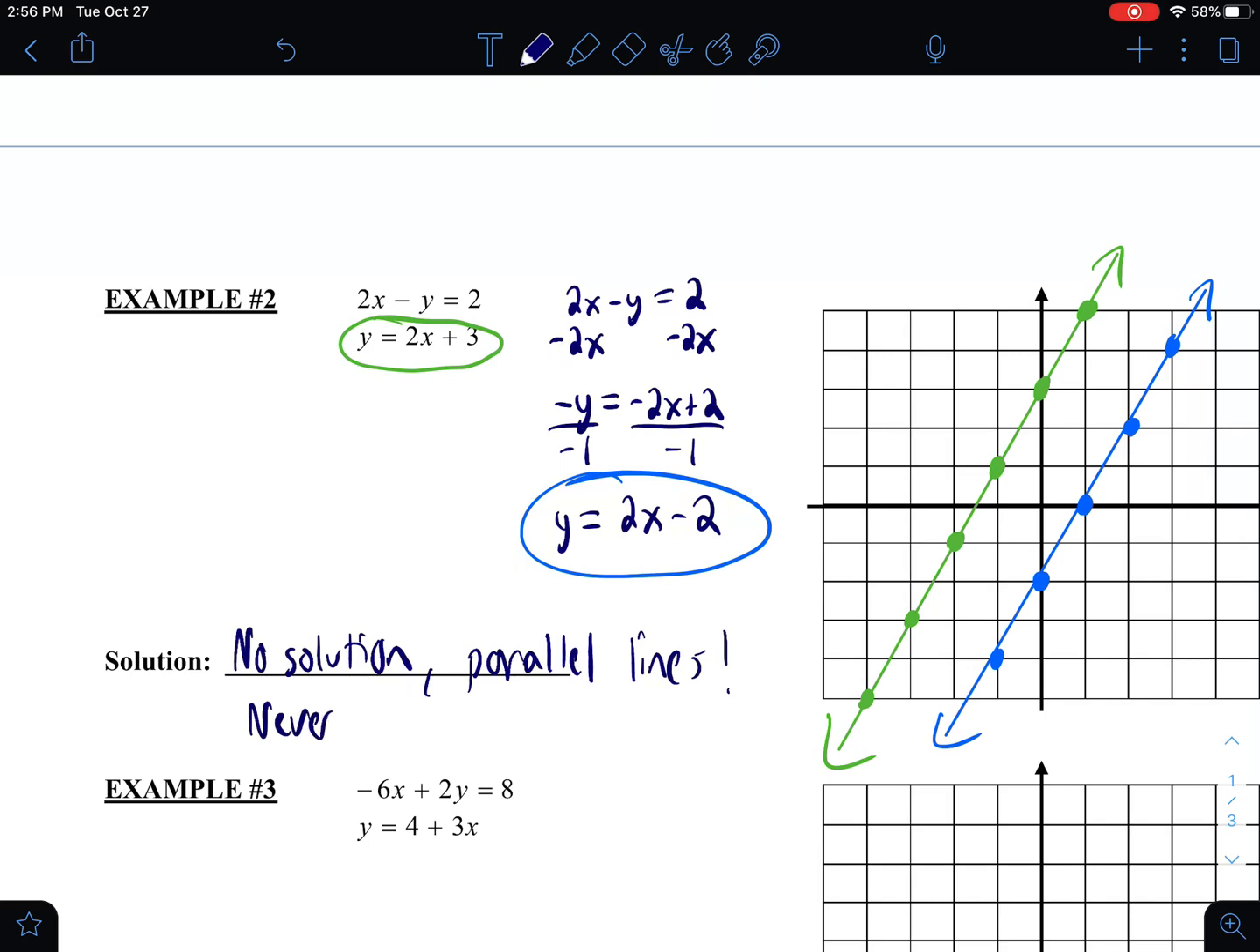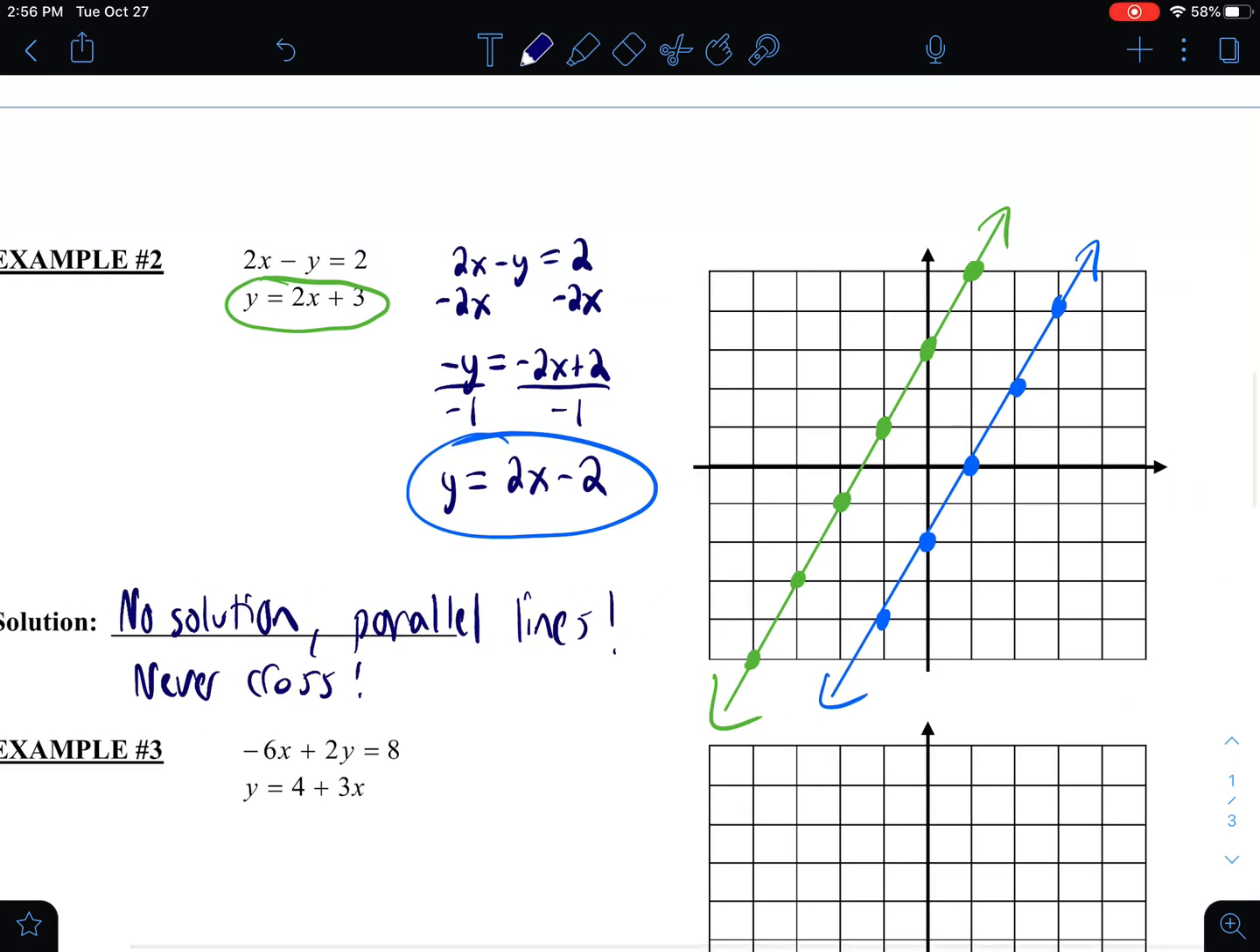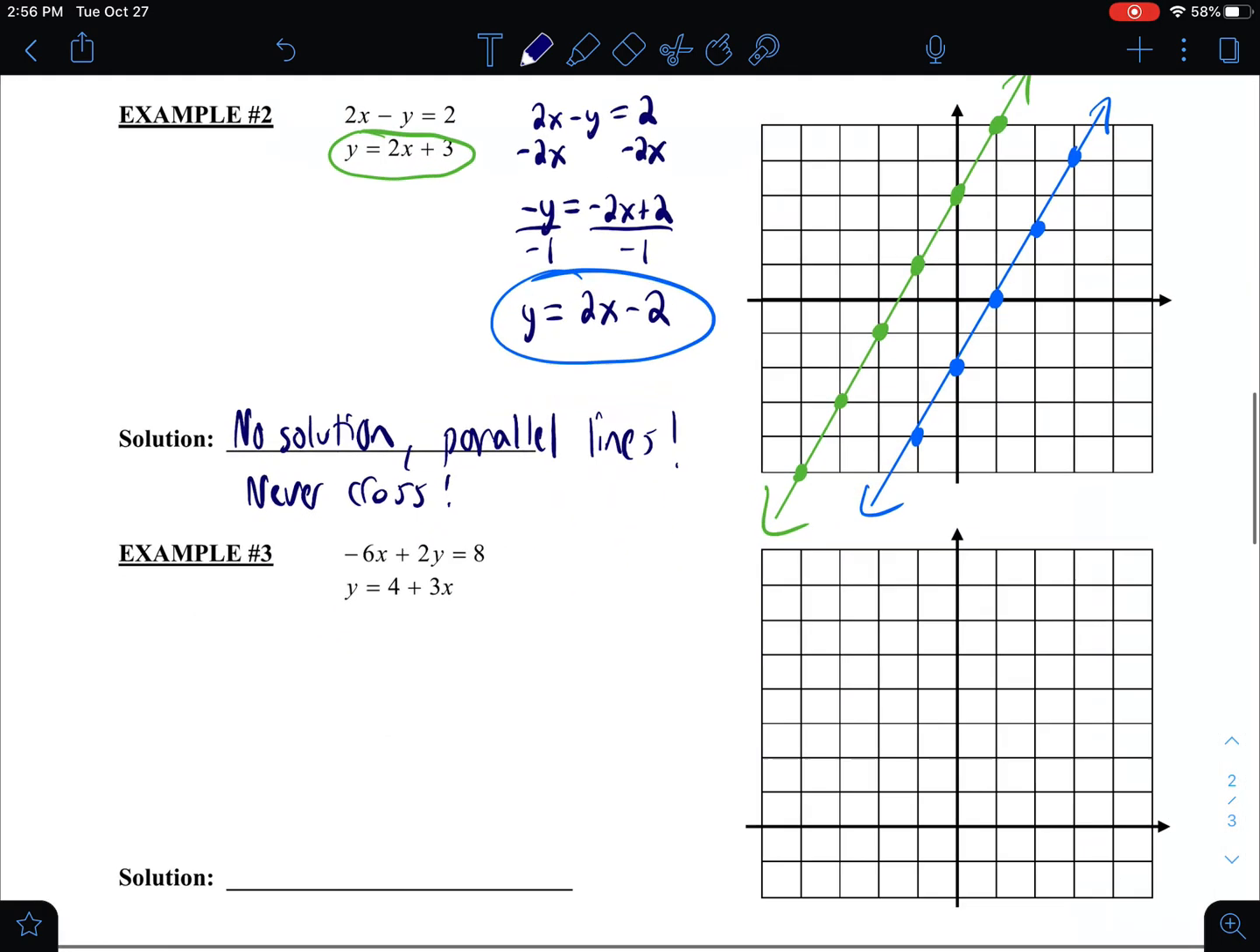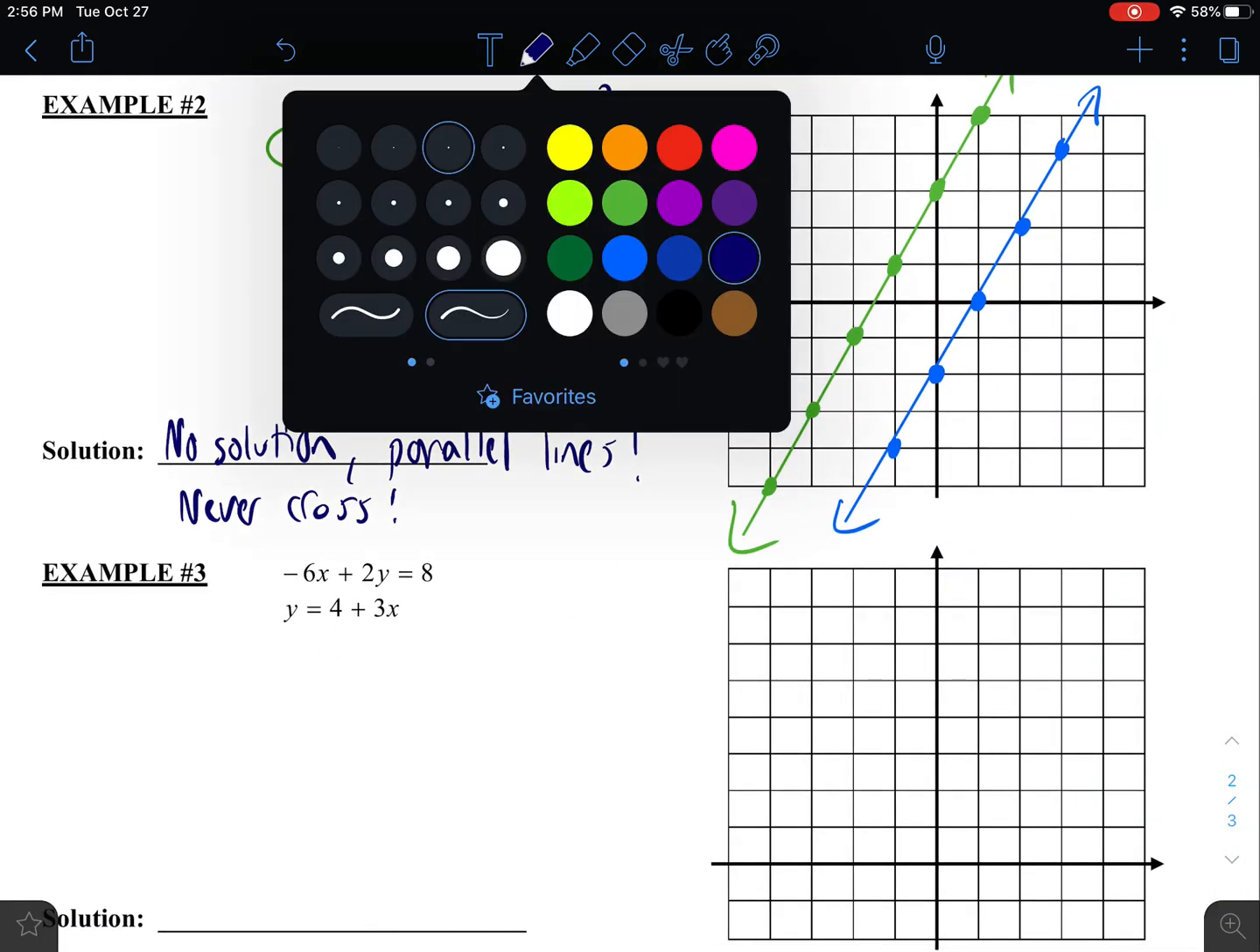They never cross. Okay, so solutions are where they cross, and if they're parallel lines, which are by definition never going to cross, then they have no solution. Cool, cool. All right, we got one last different type of example here.